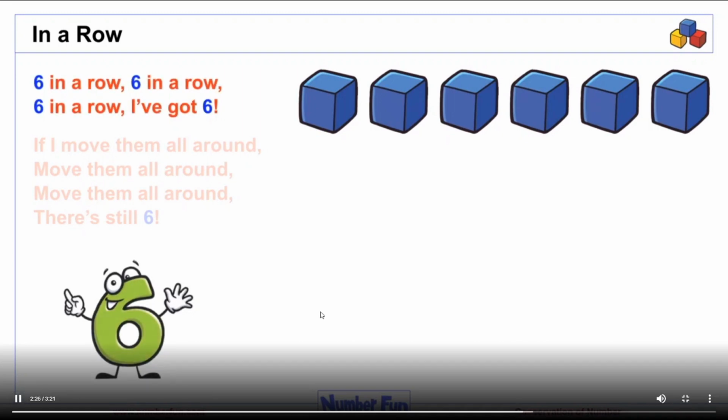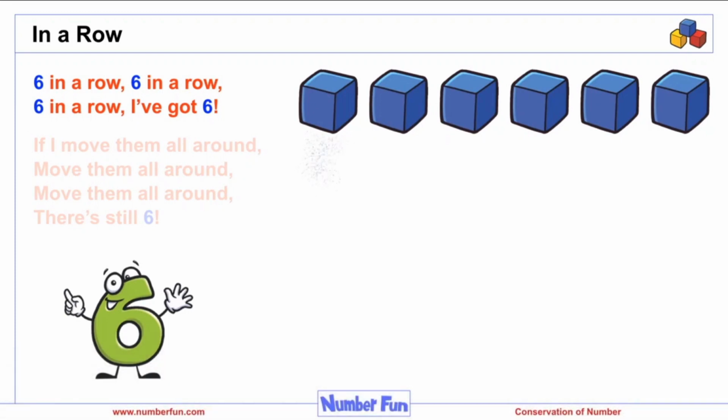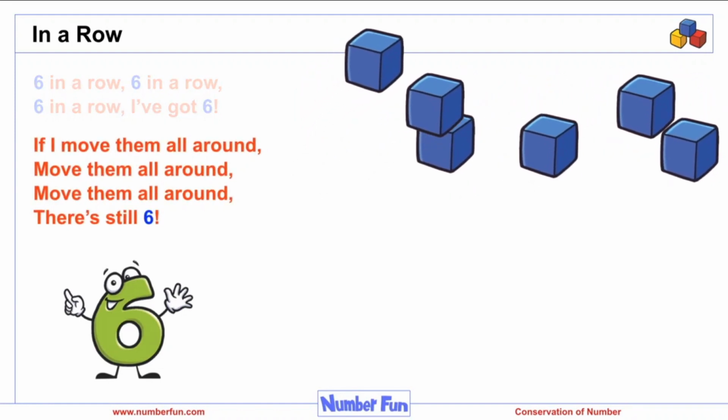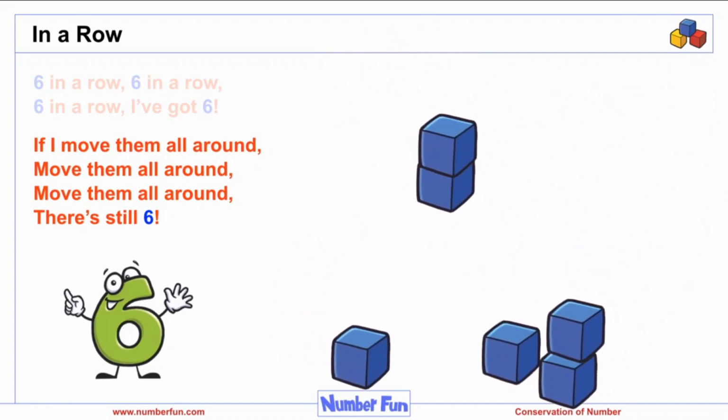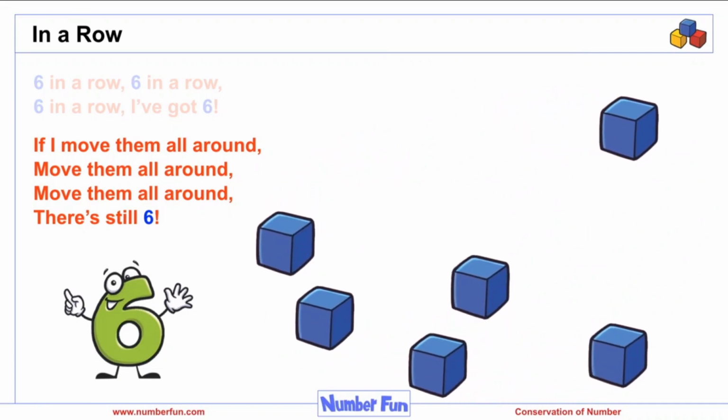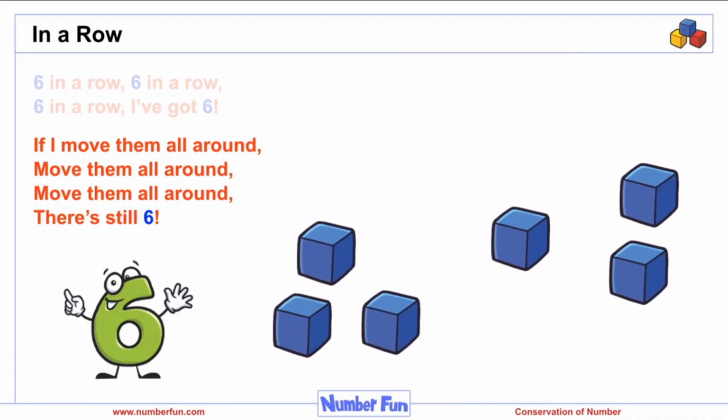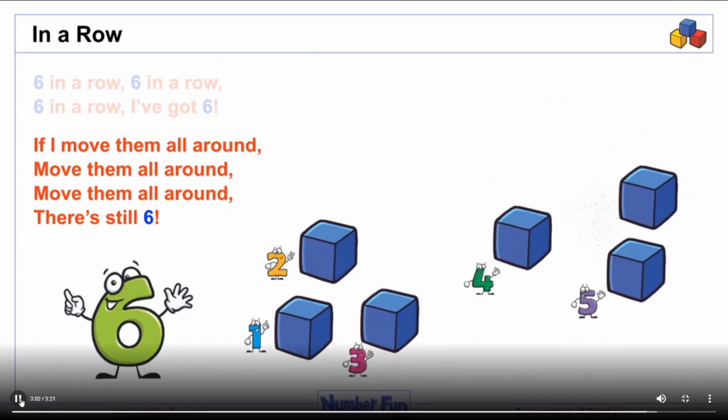Now got 6. 6 in a row. I've got 6. If I move them all around, there's still 6.